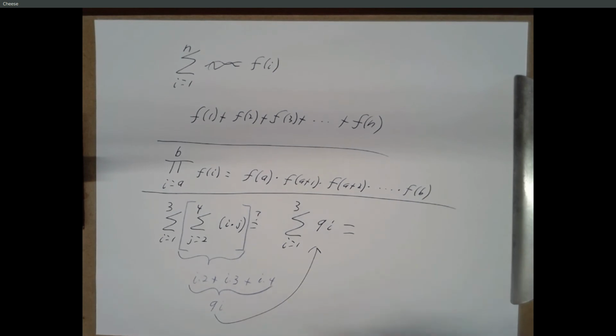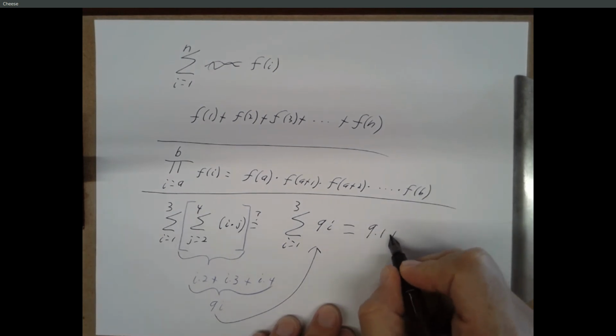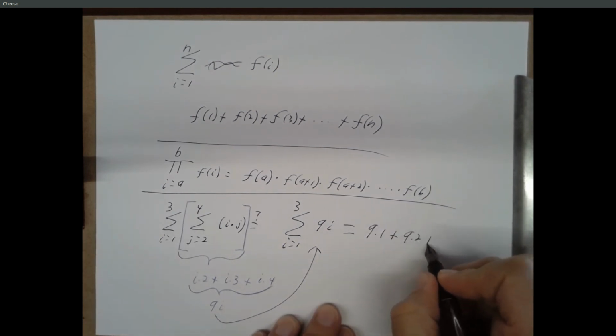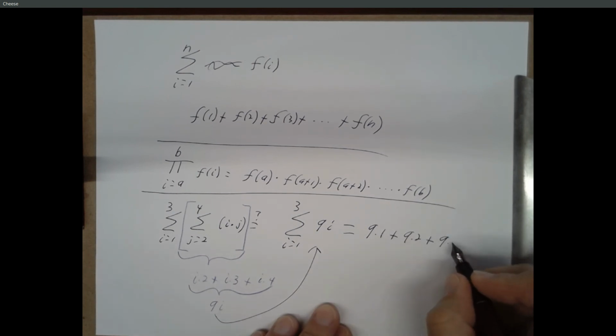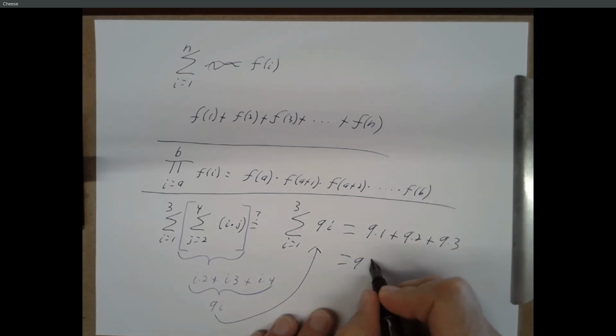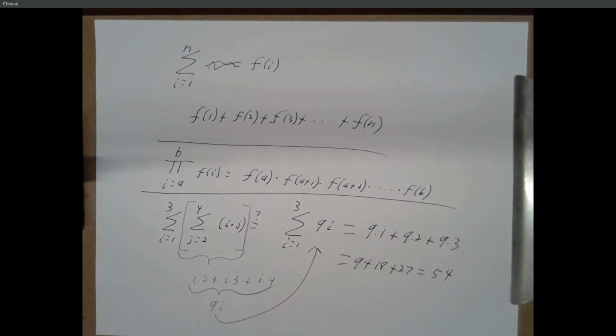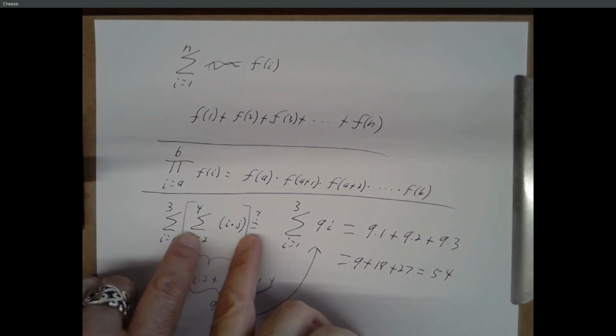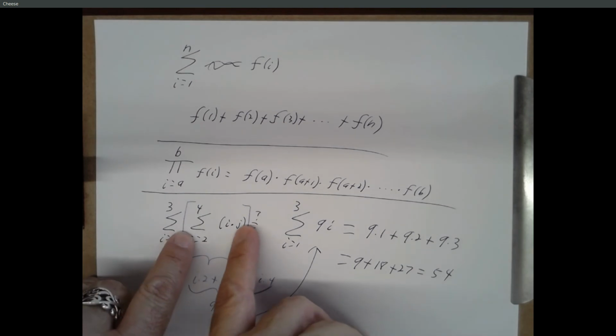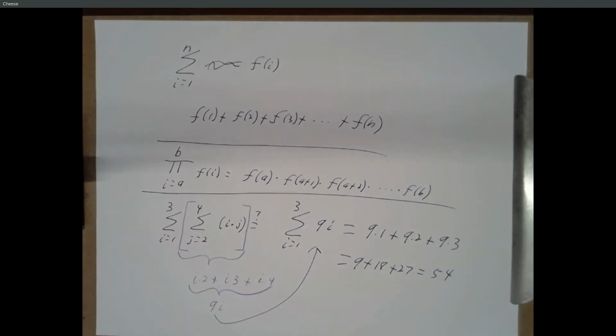And what's that? Set i equal to 1, 9 times 1. Set i equal to 2, 9 times 2. Set i equal to 3, 9 times 3. And that looks just like a nested for loop, right? This inner thing happens from 2 to 4, and each time that i changes, we redo that inner loop. All right, so just break things into pieces if it helps.